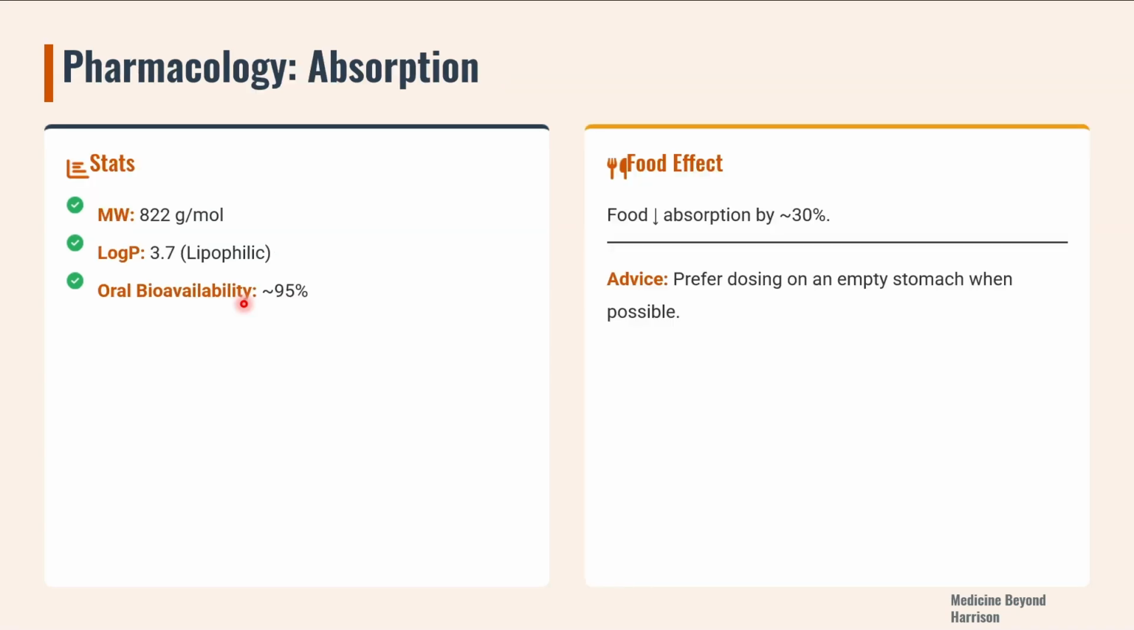So, pharmacology: it is a high molecular weight molecule, 822 grams per mole, with a highly lipophilic component and oral bioavailability of almost 95%, hence given orally. Food effect: absorption is decreased by food intake by almost 30%, hence prefer dosing on an empty stomach when possible. So always give RC with rifampicin in combination with tuberculosis therapy. It should be given early in the morning before food.